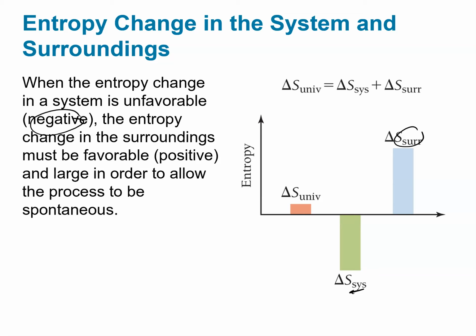So in this particular case, we're seeing an increase in entropy of the universe due to the large increase of entropy for the surroundings, despite the negative increase of entropy for the system.